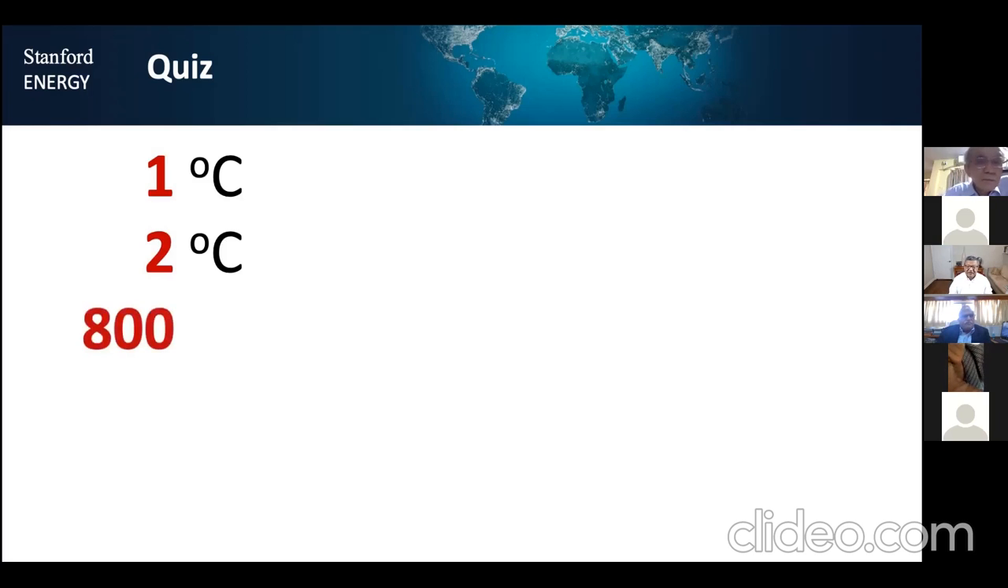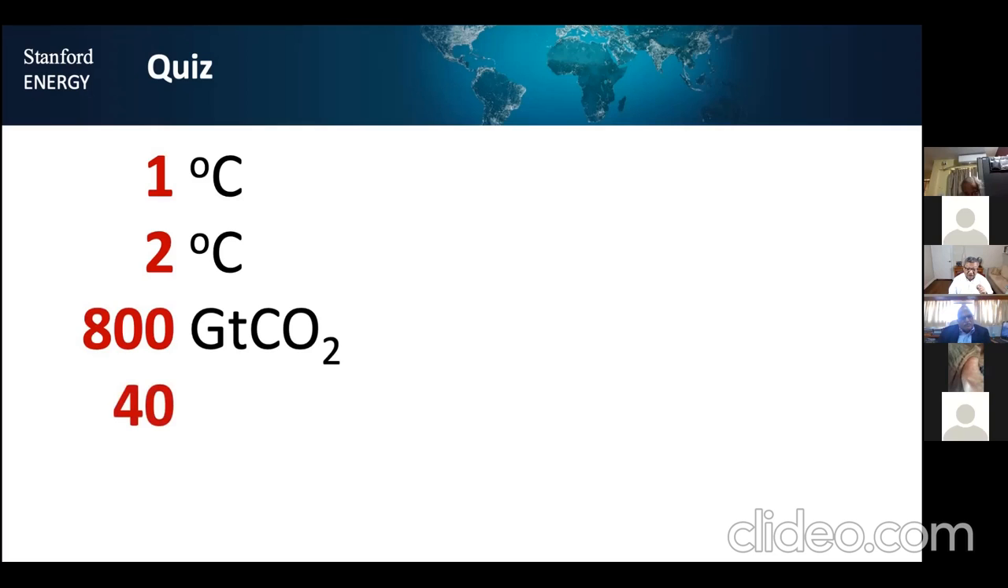The third number is 800. This is not 800 degrees Celsius. This is 800 gigatons of CO2. If we are to keep the global average temperature rise below 2 degrees Celsius, we have a budget left of 800 gigatons of CO2 left in our global budget.